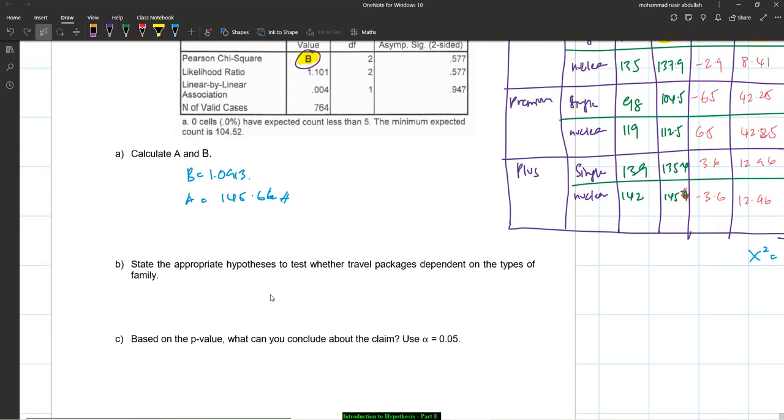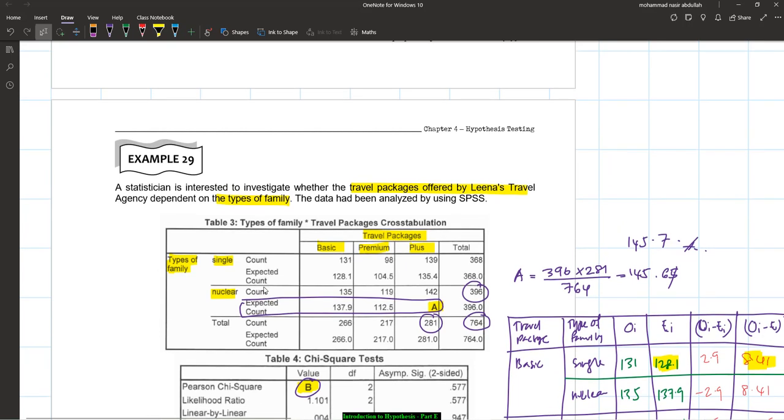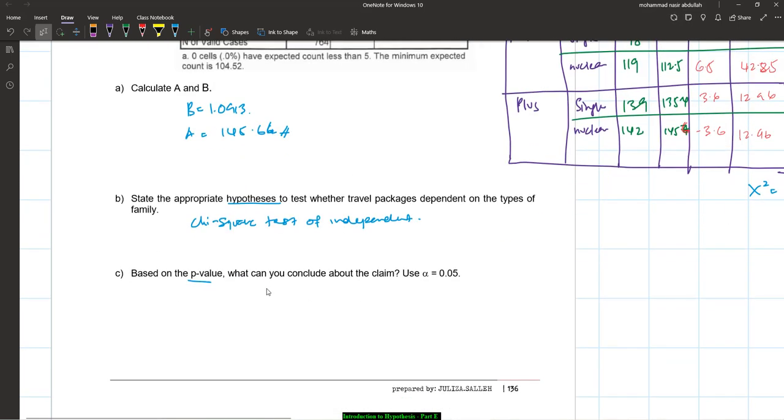So state the appropriate test hypothesis to test the package dependent. This is a chi-square test of independence, right? So based on the p-value, can you conclude about the claim? So the claim is the travel package type depends on type of family.